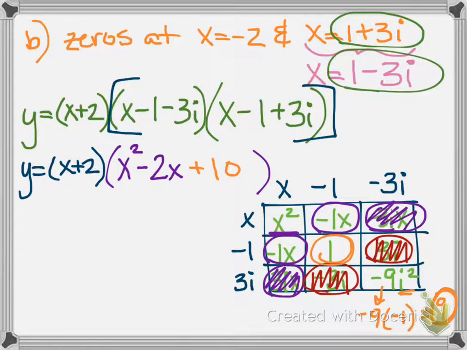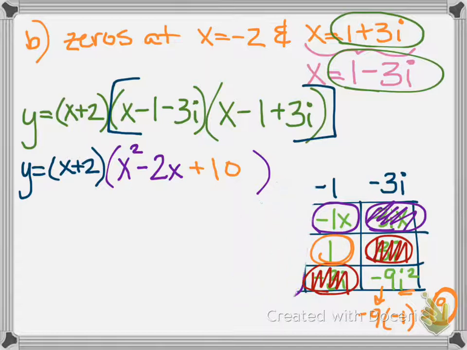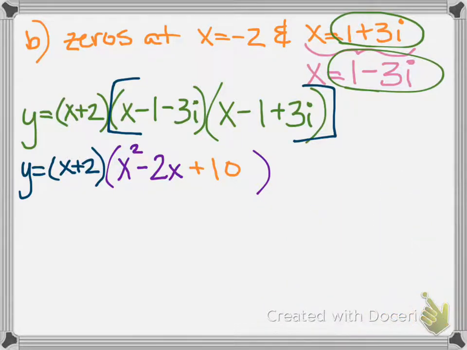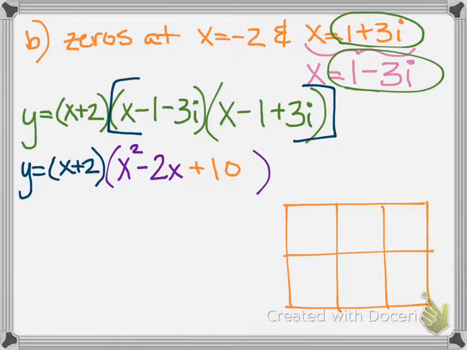Okay, so now I have a binomial times a trinomial, and if you would like to FOIL this, you can go right ahead, or you can draw yourself another area model. The area model for this would be a 2 by 3. I'll continue with an area model for this one, and then maybe we'll FOIL the next. So I have a 2 by 3 now, so 2 down the side, x and 2. And x squared, negative 2x and a positive 10 here.